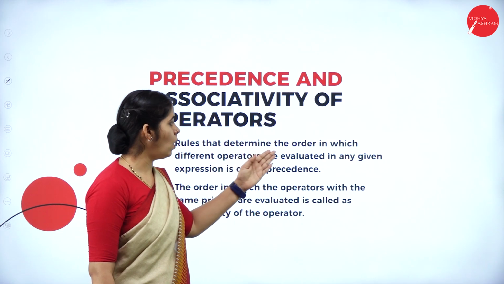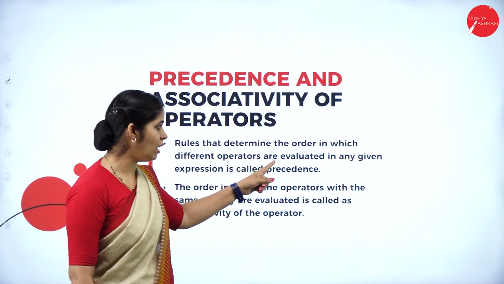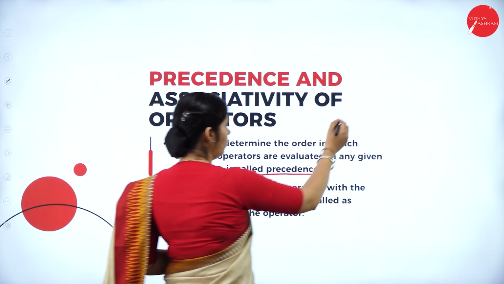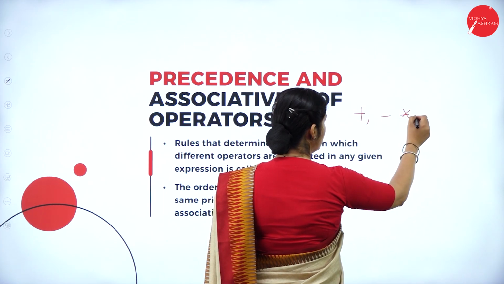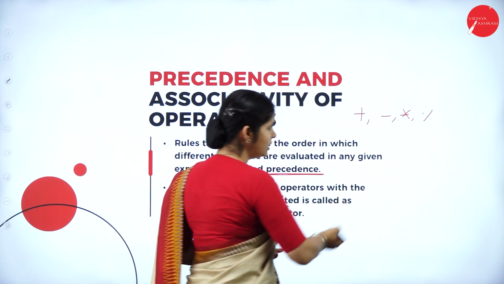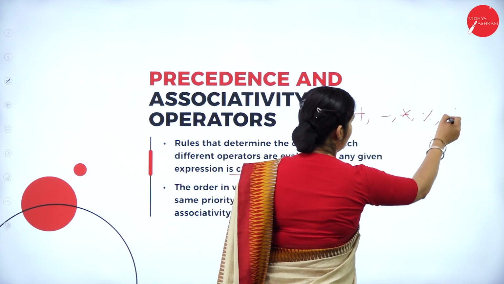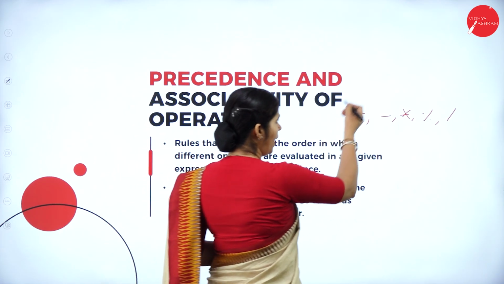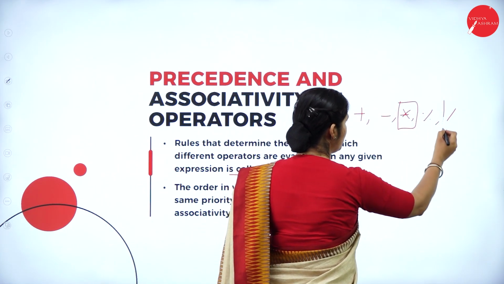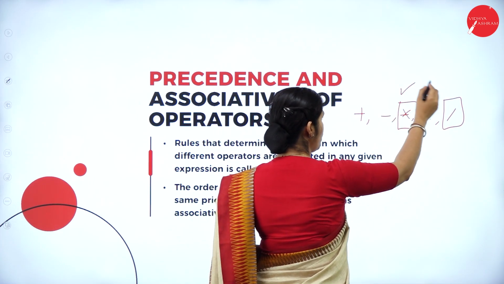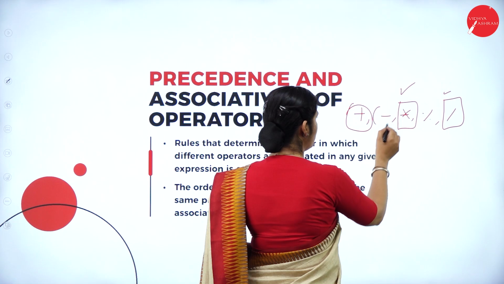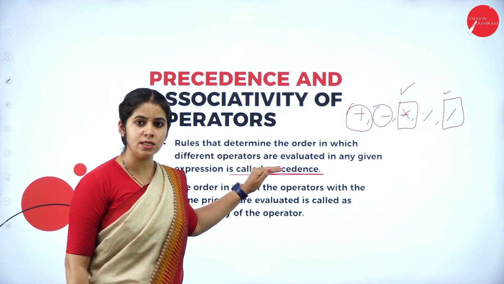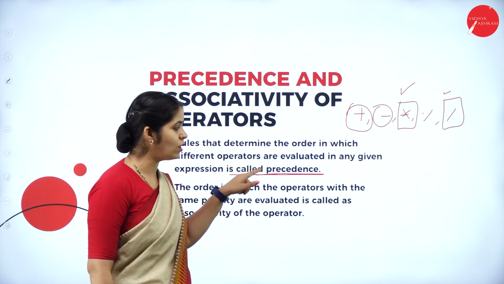So the rules that determine the order in which the different operators are evaluated in an expression is called precedence. So for example, if I have plus, minus, star, division, modulus, which is the most prioritized operator? Comparing these, star, that is multiplication, and division have the highest priority, and the next priority is given to addition and subtraction. Like that, we should know each operator's precedence. What is the priority given to that particular operator?